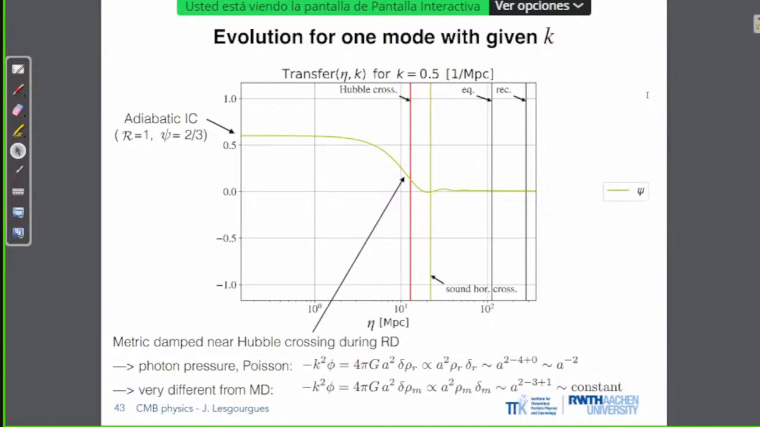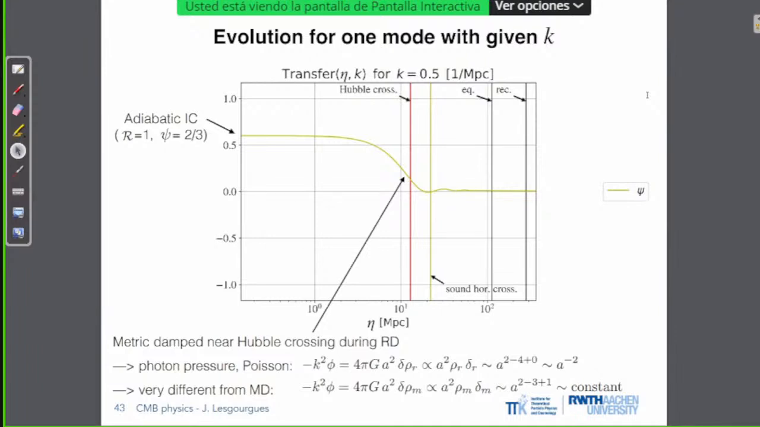We have characteristic times. There is a time of recombination, which is here, meaning that today would be further on the right. I've cut the diagram. This is the time of recombination. This is the time of equality between matter and radiation, which is a little bit before. I can define a time of crossing of the sound scale, but I will leave this out for this discussion.